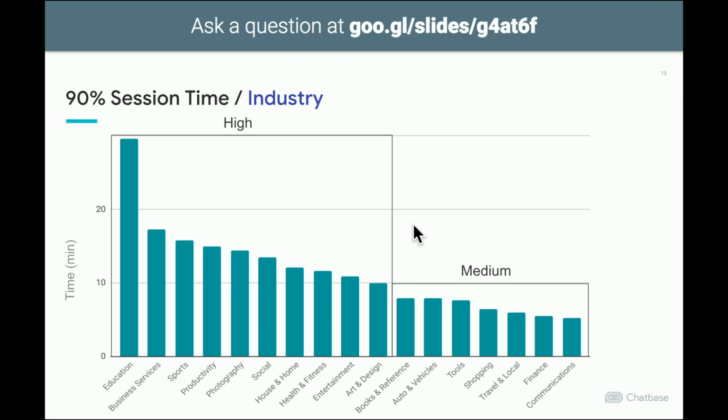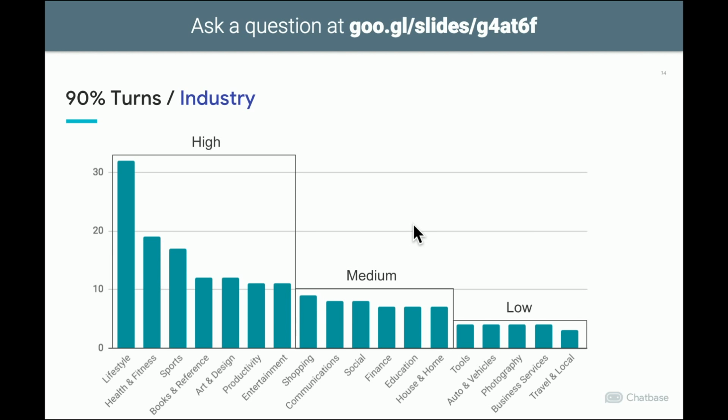Now, if we layer in number of turns, again, to get a clearer picture of engagement, you can see that there are some bots that had a low number of engagement when it comes to turns. And low is like 5 or less turns. There are bots in the travel and local space and business services space that maybe could do better in terms of increasing the number of turns of the conversation.